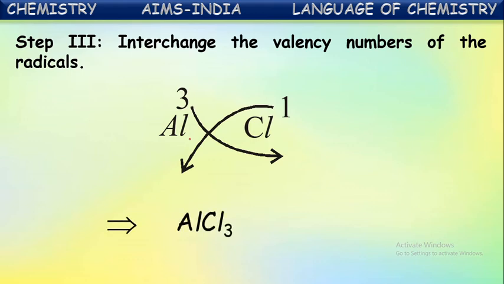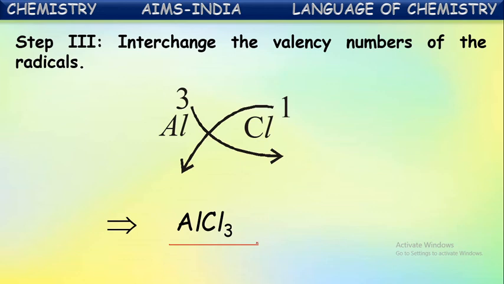And hence the formula now becomes AlCl3. As 1 is obtained at the right bottom of aluminium, we did not write it. If it is 1, there is no need to mention it. So finally the formula of aluminium chloride is AlCl3. The chemical formula of the compound formed by aluminium and chlorine is AlCl3.